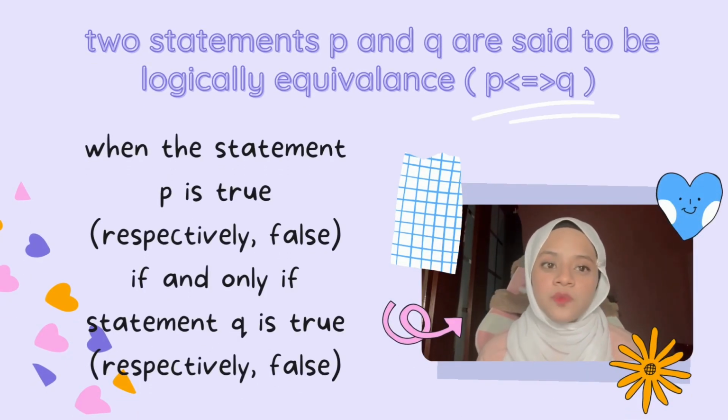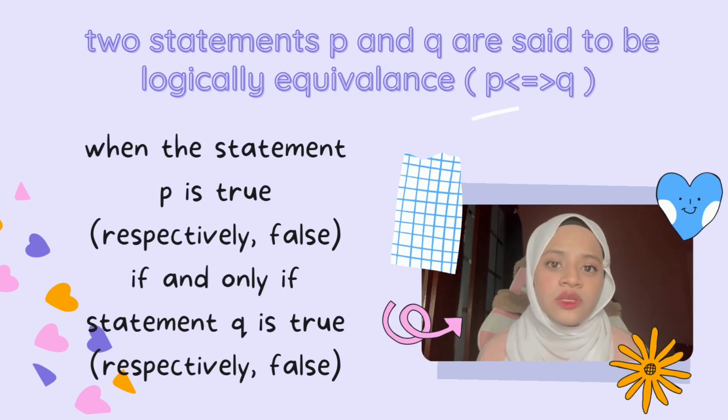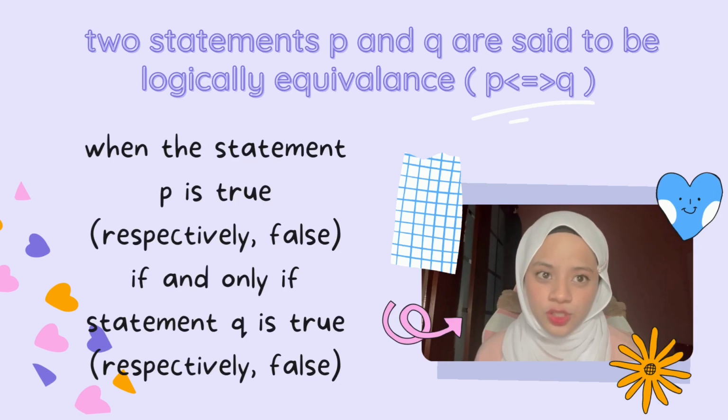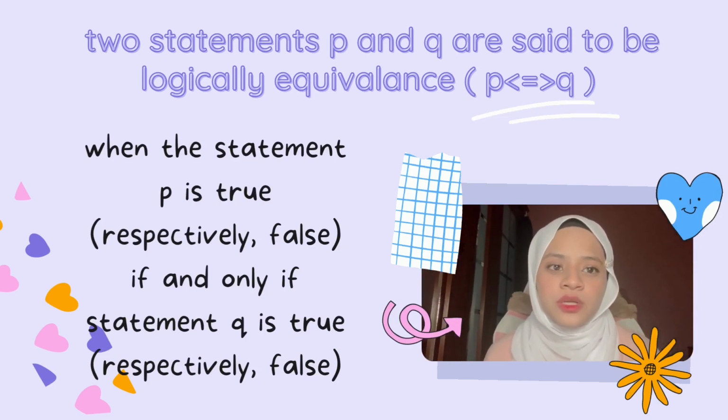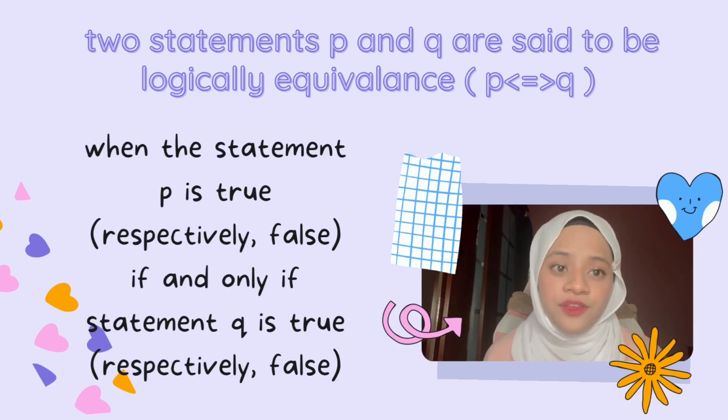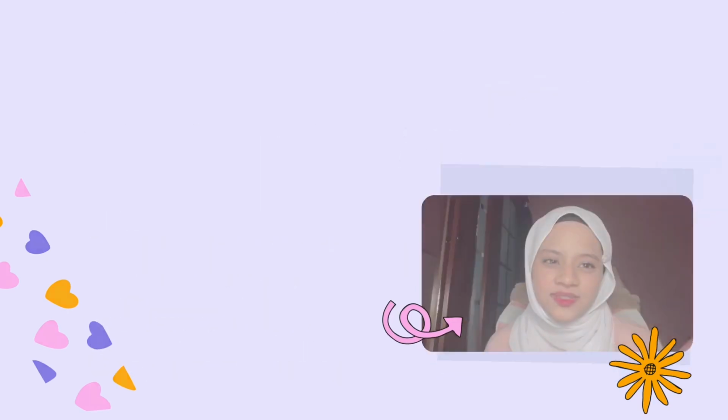So today we are going to talk about the topic of logical equivalence. First of all, what does logical equivalence mean? It means that two statements, such as statement P and statement Q, are said to be logically equivalent to each other. You can see the symbol above for P is logically equivalent to Q. It means that when statement P is true if and only if statement Q is also true, and when statement P is false, then statement Q must also be false. Then they are logically equivalent to each other.